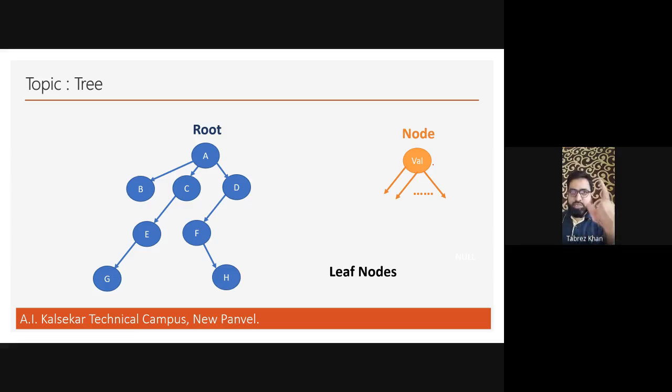So in this example tree, which nodes are leaf nodes? Can you tell me? Come on, fast. Can you tell me which nodes are leaf nodes? B, G, H. B, G, H, right?